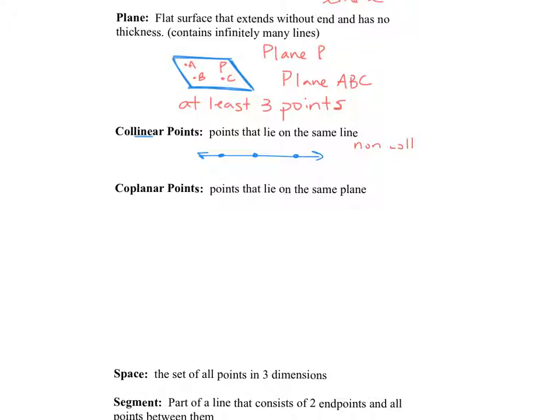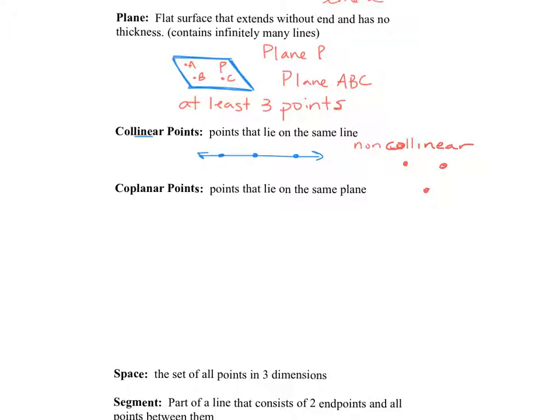Oh, that's not pretty. Sorry, that says non-collinear. And that would be like a point here, a point here, and a point here. There's no way I can draw one line through those 3 points, okay? So that would be non-collinear. Collinear means they are on the same line.